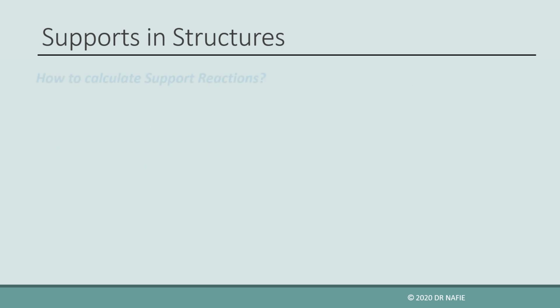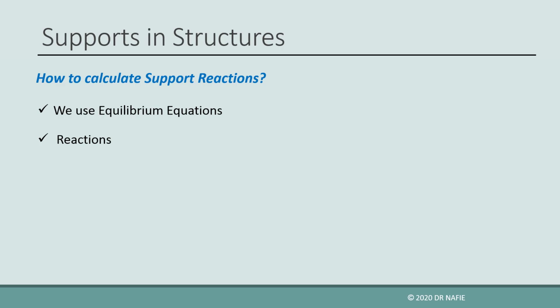How do we calculate support reactions? We can do that by using equilibrium equations. This will ensure that the value of the reactions will be enough to resist the acting forces and prevent the structure from moving. For more information about how to calculate support reactions, watch the lectures on support reactions, which include detailed methods and examples.